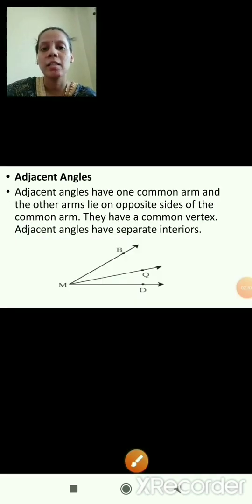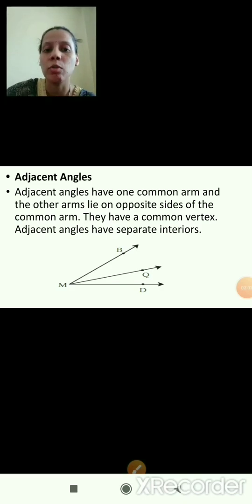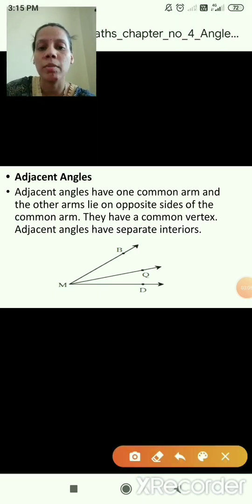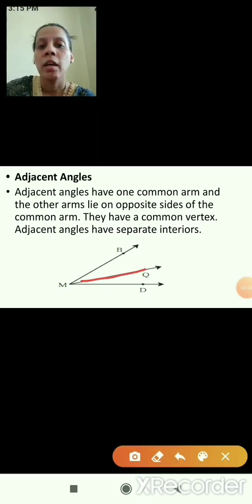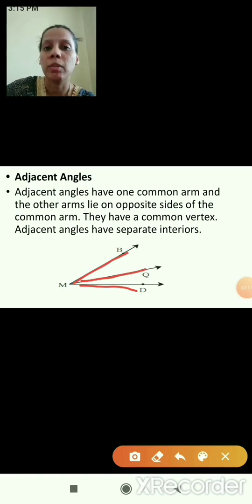Adjacent angles have one common arm and the other arms lie on opposite sides of the common arm. As you can see here, the common arm is ray MQ, and the other arms, ray MB and ray MD, lie on opposite sides of the common arm. Which is the common arm here? Ray MQ, correct. And which are the two other arms? Ray MB and ray MD. They lie opposite to the common arm.